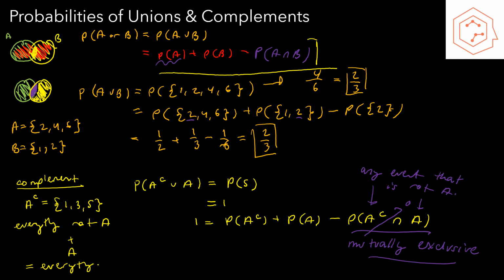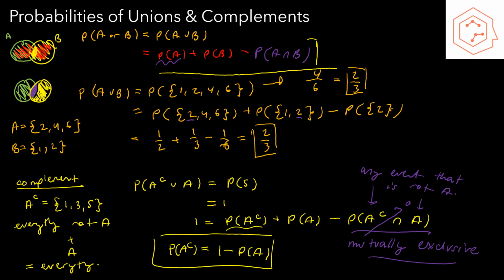So in other words, if we isolate for the complement, it is equal to 1 minus the event itself. So in this case, the probability of rolling odd numbers is equal to 1 minus the probability of rolling an even number, and that means we have 1 minus 1/2, or 1/2 once again, which makes sense.